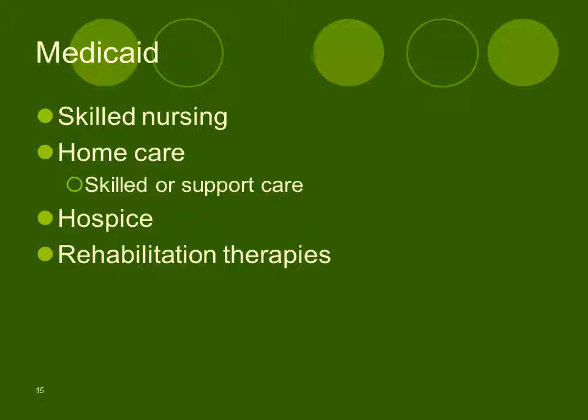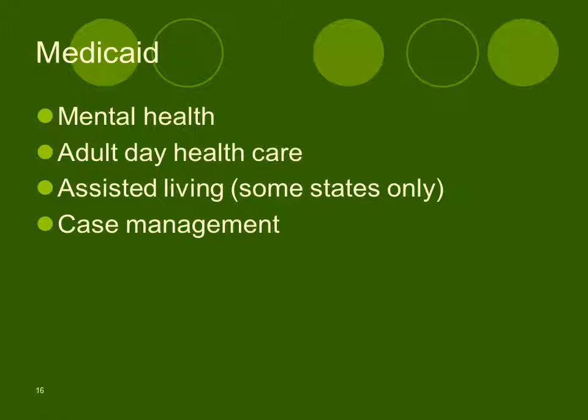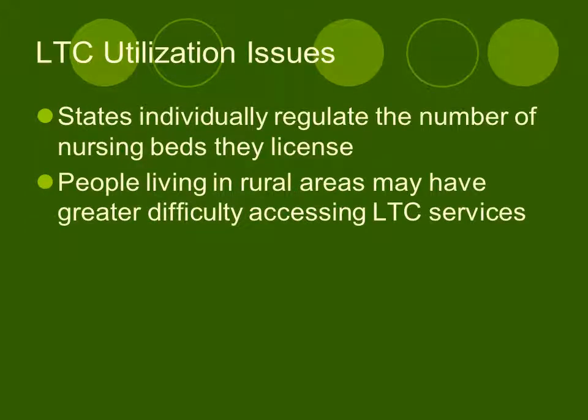Medicaid supports home care services that patients may need. Their funds support hospice. They also will pay for skilled nursing for patients, as well as any kind of rehab a patient may need. With Medicaid, you still have your mental health centers, adult daycare centers, and your case management department. Long-term care utilization issues, like anything else: individuals that live in rural areas will usually have a hard time looking for a long-term care facility.